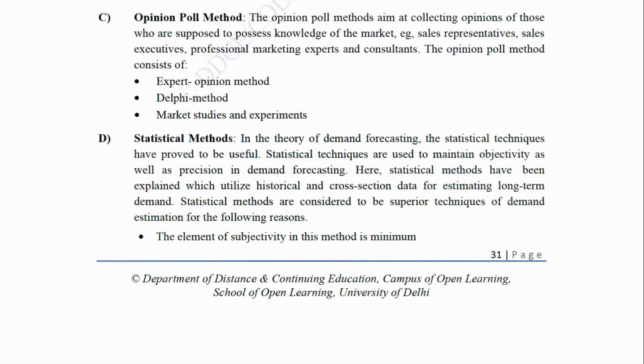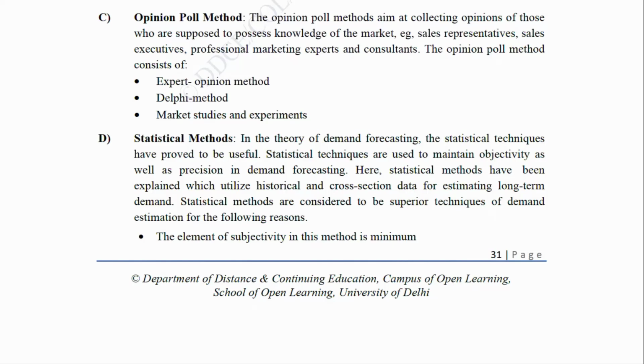D. Statistical methods. In the theory of demand forecasting, the statistical techniques have proved to be useful. Statistical techniques are used to maintain objectivity as well as precision in demand forecasting. Here, statistical methods have been explained which utilize historical and cross-section data for estimating long-term demand. Statistical methods are considered to be superior techniques of demand estimation for the following reasons.